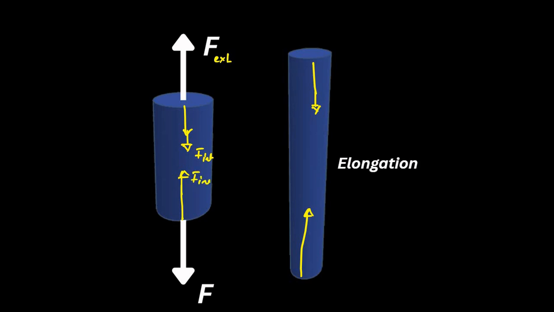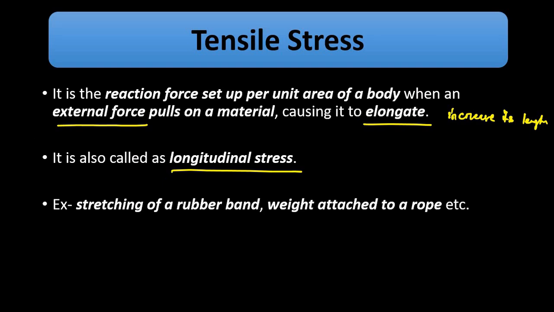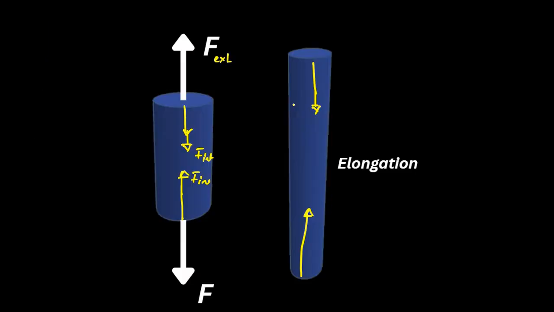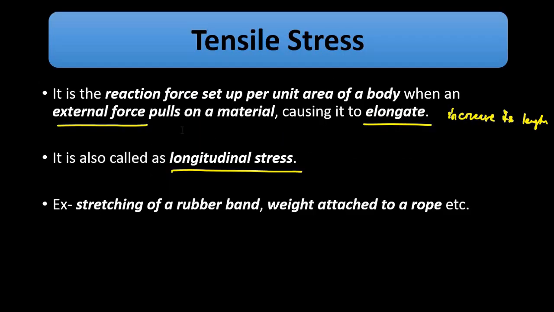Okay, so this is tensile stress. Tensile stress tries to increase the length of the material. So this is the cross-sectional area. So the tensile stress will be force acting per unit area. Okay, so tensile stress tries to increase the length, pulling on a material, causing it to elongate.